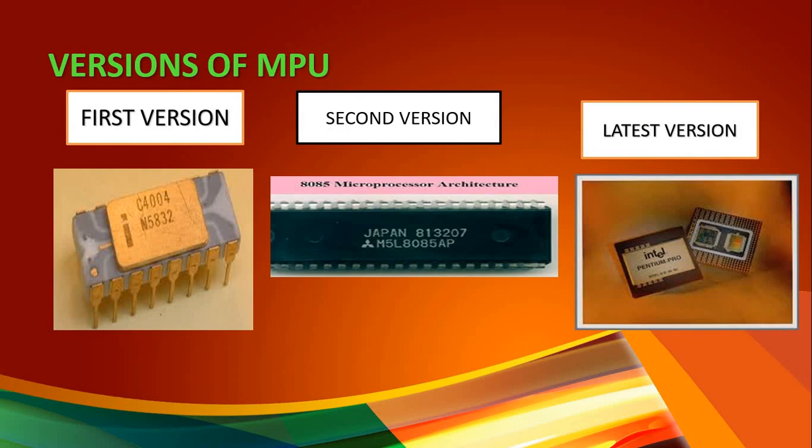See, there are some versions of the microprocessor unit. The first version was developed by Intel, and the microprocessor IC number is 4004. Okay, in the second version, Intel gave us the 8085 microprocessor. And now the latest version we are using is the Pentium Pro. What are the main differences between the Pentium Pro, 8085 and 4004?